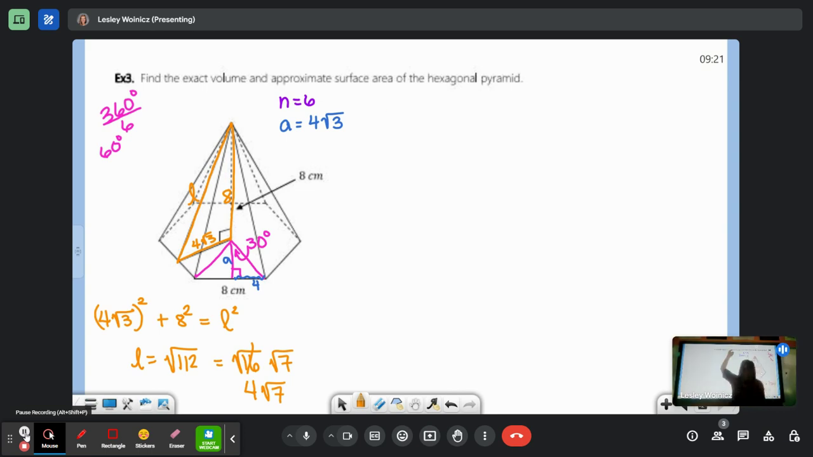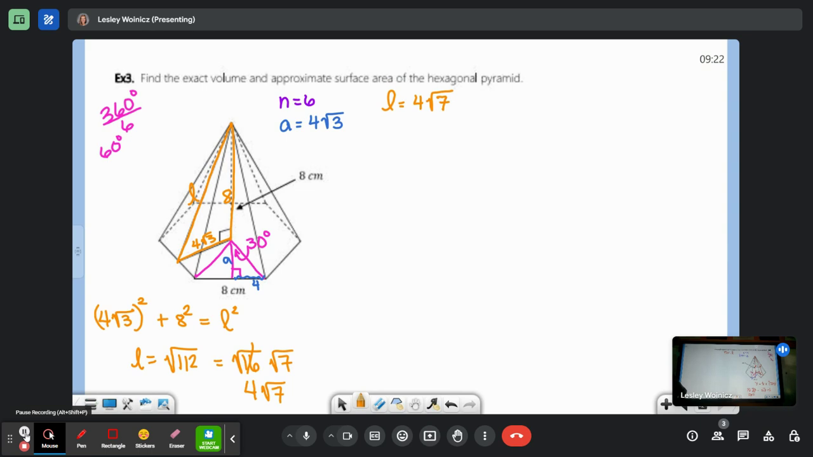Okay, can we just keep it at root 112? If it was your final answer, you would need to write it as this. If you're just plugging it in the formula, I don't see any reason why you couldn't leave it as root 112. I don't think it matters. You might have a teacher in the future that wants you to simplify it, but I don't think I'm that teacher.